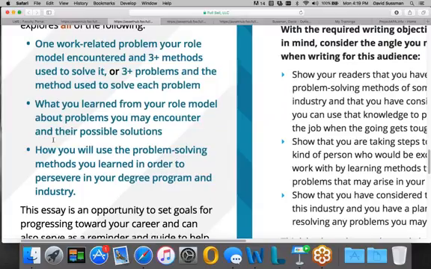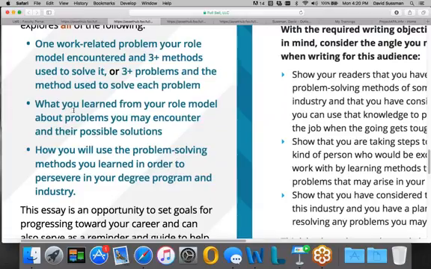I really want to stress these 2 bullet points here because, again, I see too many essays where students only stay with bullet point number 1. They talk about the 3 problems that their role model has encountered, and maybe it's a pretty good discussion, but these next 2 bullet points aren't addressed at all. Or if they are, they're addressed generically.